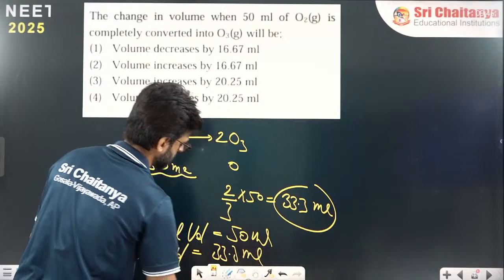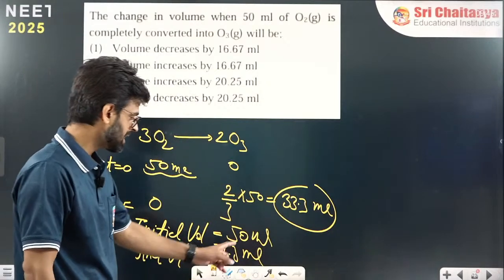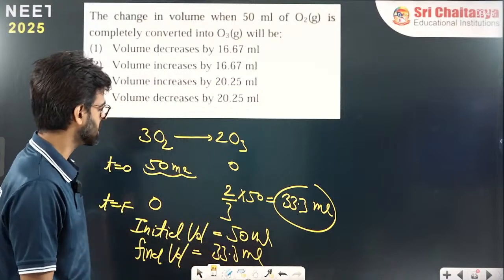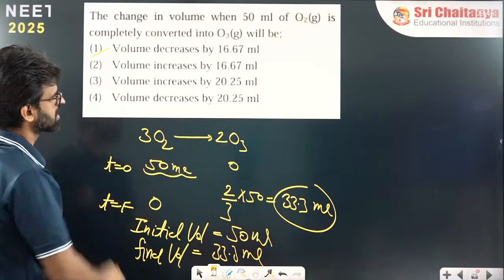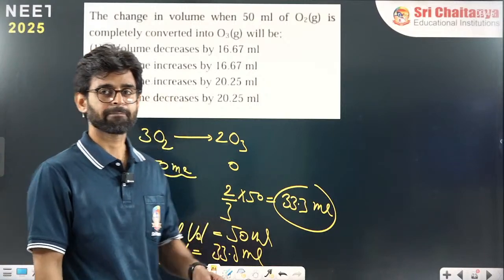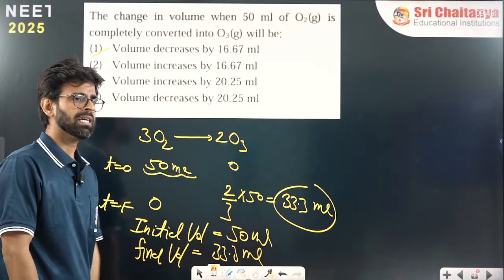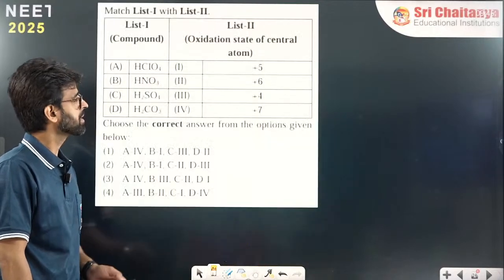33.3 ml. Fine. So 50 and 33.3, you can see how much decrease? Almost 16 point something, right? So volume decreased by how much? 16.67 ml decrease, because initial more, final less. Okay, this way you can go.